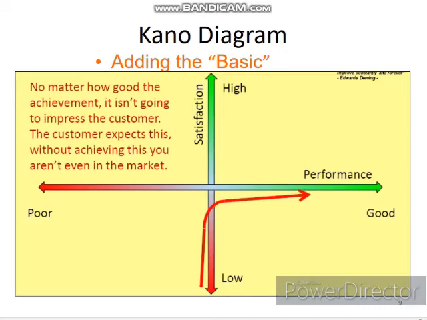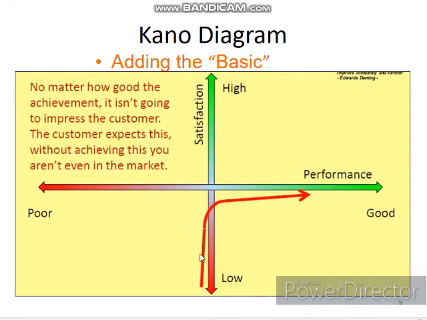So the first line in the Kano diagram is the basic line. The definition of this basic line is: no matter how good the achievement, it isn't going to impress the customer. The customer expects this. Without achieving this, you aren't even in the market.